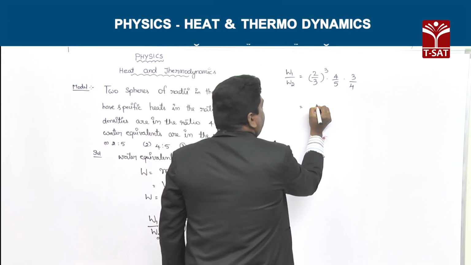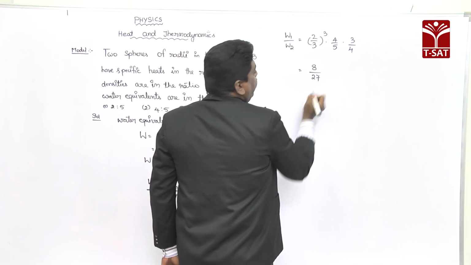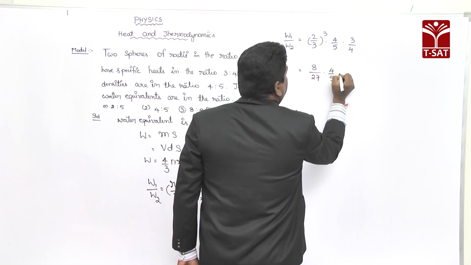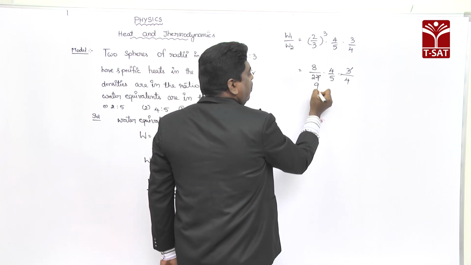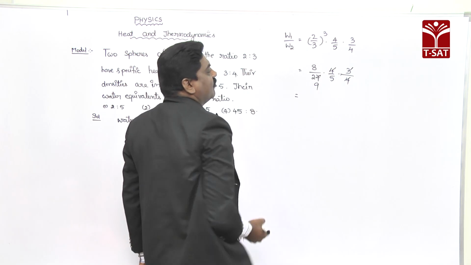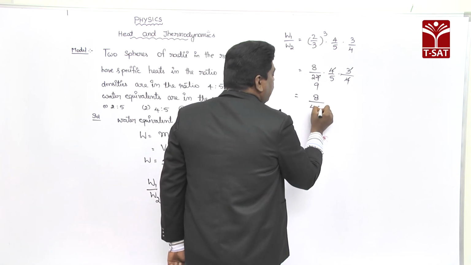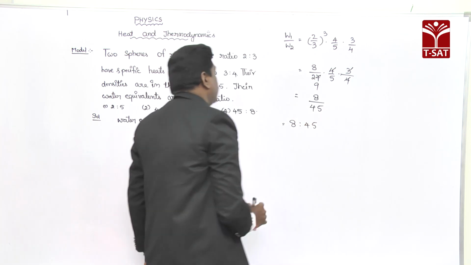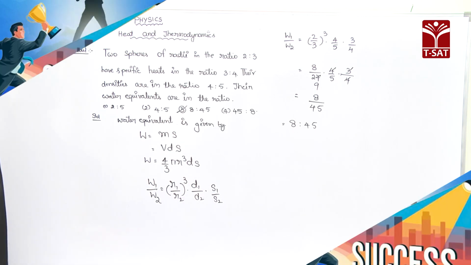Then after that, we can write it as 8 by 27 into 4/5 into 3/4. 3 ones are 3, 3 nines are 9, and 4 and 4 get cancelled off. Now we are getting it as 8 by 9 fives are 45. So we have the ratio as 8:45. 8:45 is our third option. Therefore, the third option is correct there.